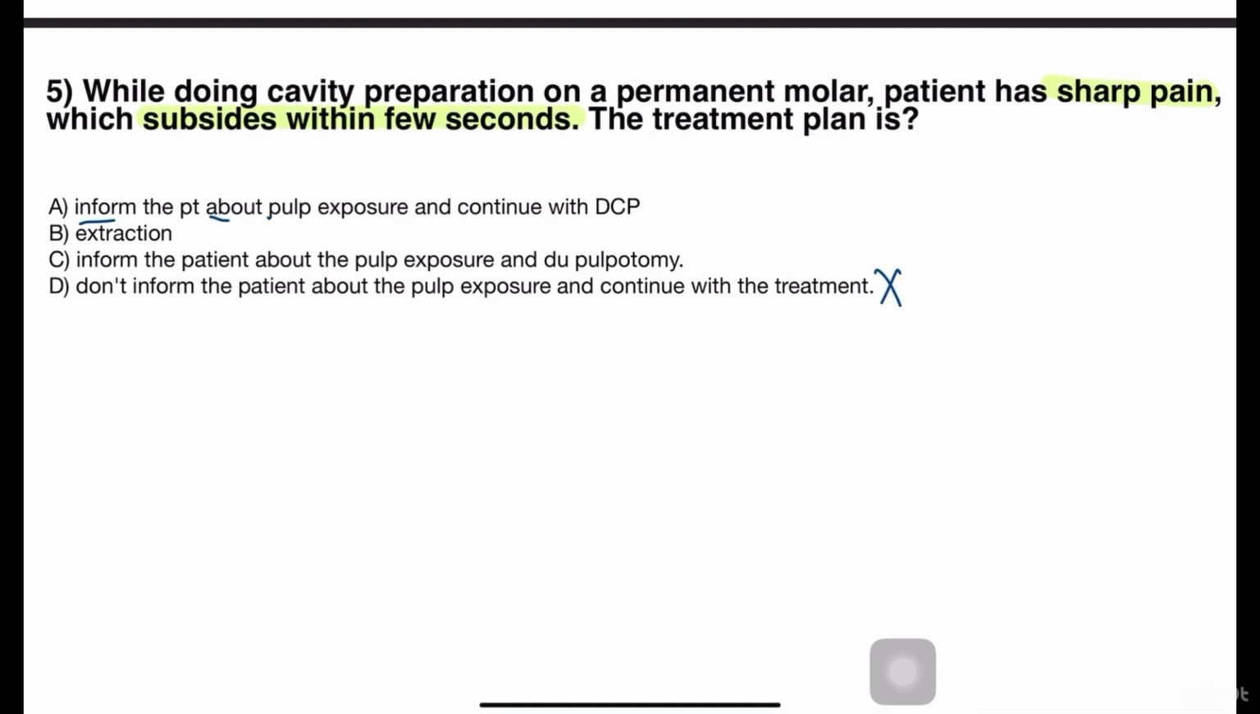Here it is given sharp pain that subsides within a few seconds, which means this is a case of pulp exposure. Okay, so here we'll go for direct pulp capping.